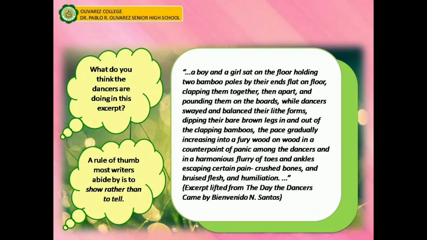What do you think the dancers are doing in this excerpt? Most writers follow the rule of thumb, that is to show, then to tell. Let's take a look at this line. Holding two bamboo poles by their ends, flat on the floor, clapping them together, then apart. The writer did not mention that they are doing tiniklin, but based on the details and some knowledge of Philippine dances, as a knowledgeable reader, you would identify that the performance is indeed tiniklin.